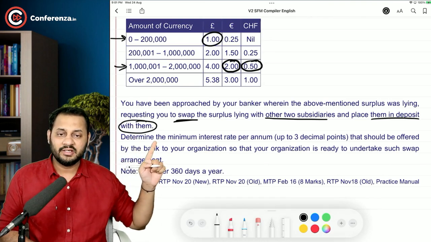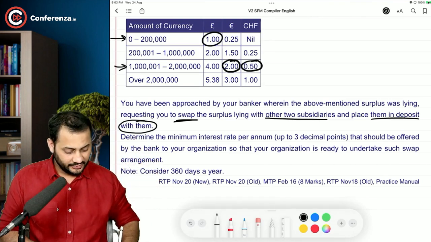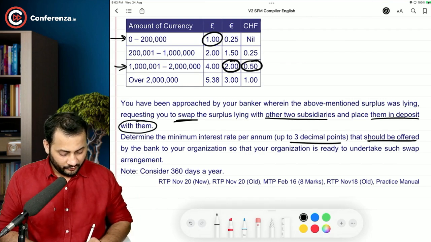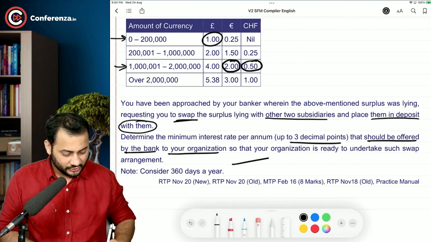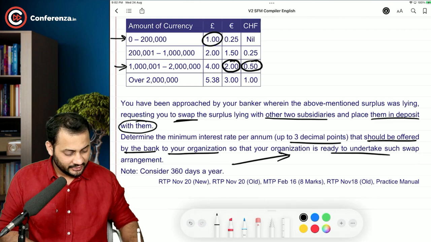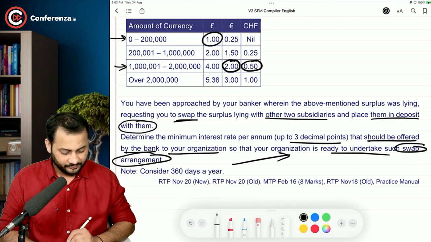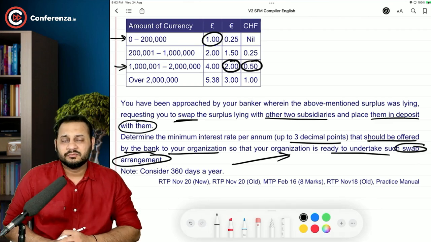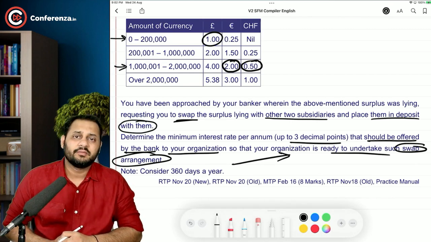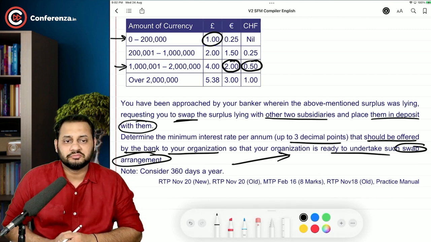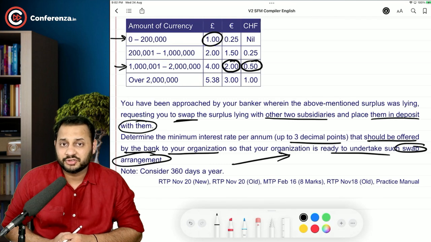Determine the minimum interest rate per annum up to 3 decimal points that should be offered by the bank to your organization so that your organization is ready to undertake such a swap arrangement. What does that mean? Did you understand? No, sir. I'm not getting exactly what the question is saying.